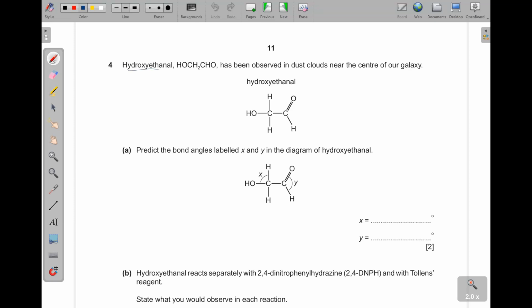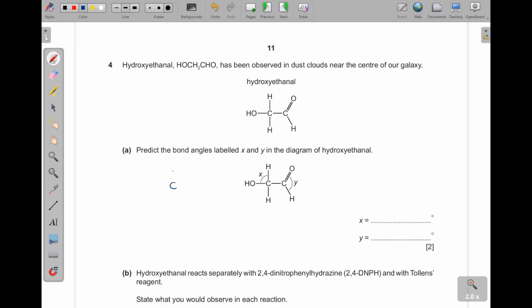Question 4. Hydroxyethanol has been observed in dust clouds near the center of our galaxy. Predict the bond angles labeled X and Y in the diagram of hydroxyethanol. Now let's check here. Carbon here has 4 bonds. So using valence shell electron pair repulsion theory, all 4 bonds are tetrahedral.